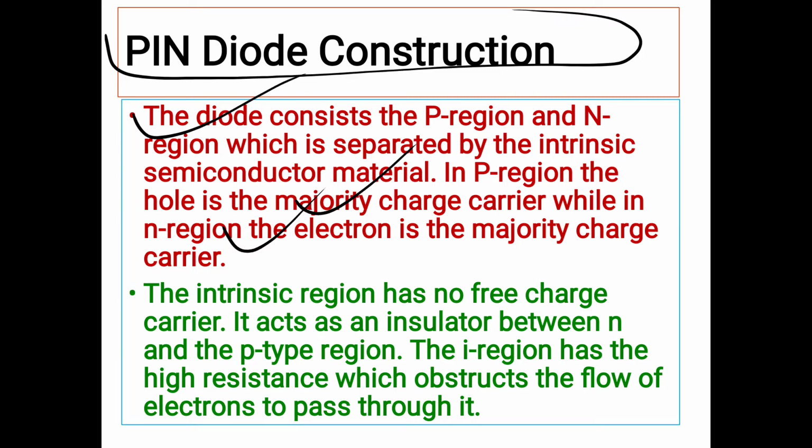The intrinsic region has no free charge carriers and it acts as an insulator between the N region and the P type region. The I region has high resistance which obstructs the flow of electrons through it. So the intrinsic layer has very high resistance. Due to this property, it obstructs the flow of the electrons or the holes across it, and it acts as an insulator medium, or we can say a dielectric medium. We will see in the reverse bias condition how this layer acts as a dielectric medium.